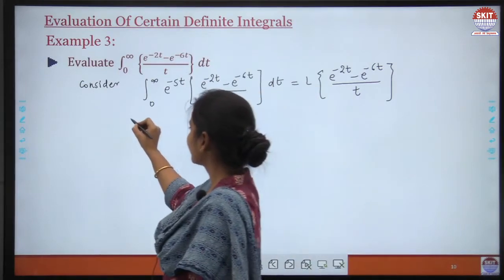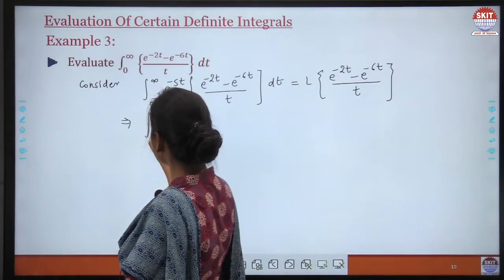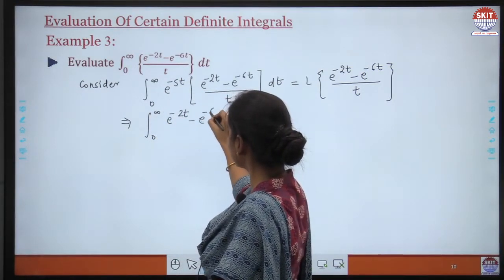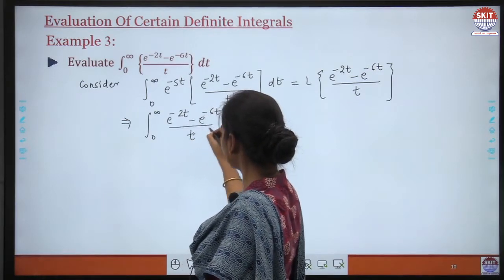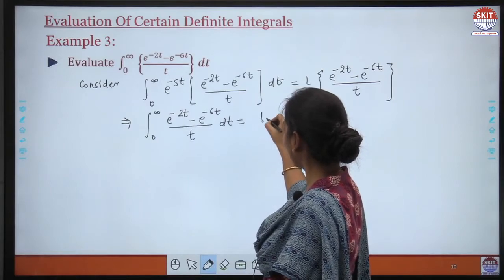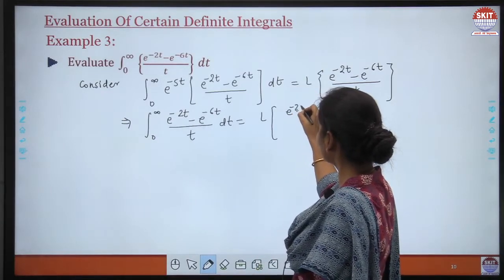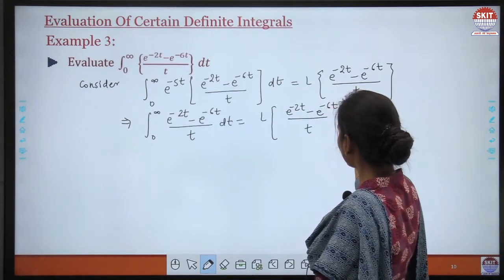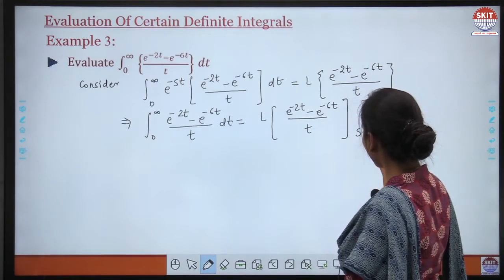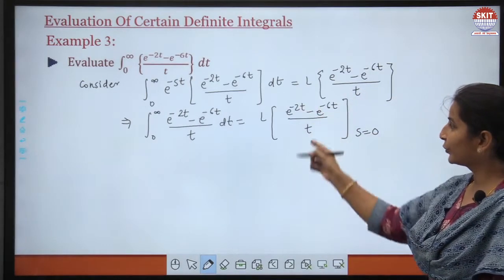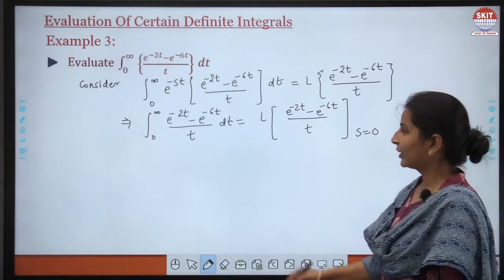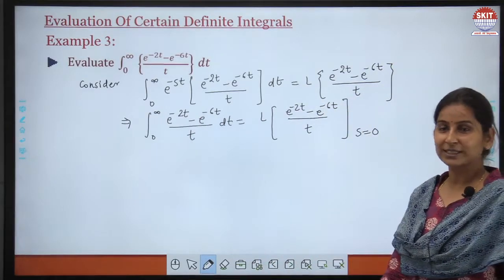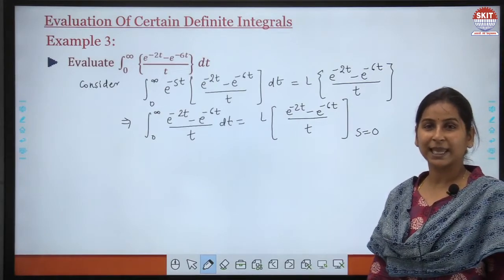this term becomes 1 and this integral can be equated to that one. So this implies that if I need to evaluate the integral from 0 to infinity of (e to the power minus 2t minus e to the power minus 6t) by t dt, then this can be taken as the Laplace of the same function, e to the power minus 2t minus e to the power minus 6t by t. But I have to replace s with 0 in it in order to evaluate these integrals. So now instead of evaluating this integral, I evaluate the Laplace of this function and finally I will be replacing s with 0.